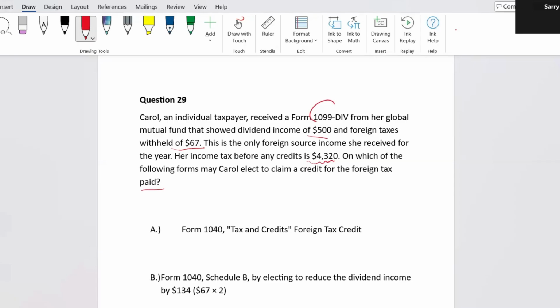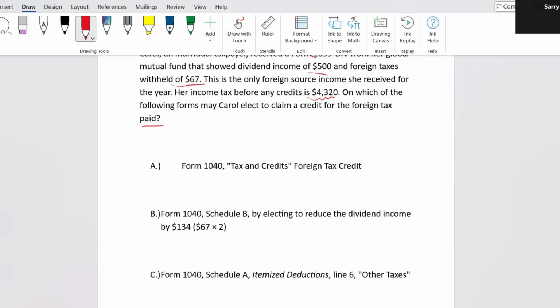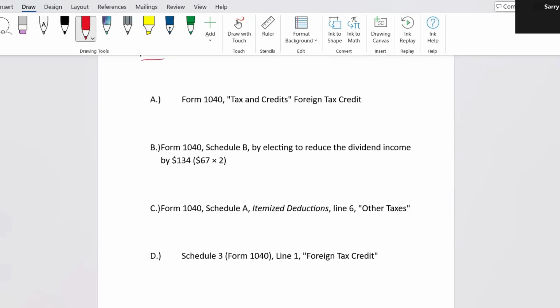So let's see the options. 1040 tax and credits, foreign credits. Let's see what else is there. Form 1040 Schedule B. No, not here. Not on Schedule B. Form 1040 Schedule A, itemized deductions. It wouldn't be there either. It wouldn't be on itemized deductions. Typically, that's state and local taxes. We talked about SALT and local taxes here. That would be in the itemized deduction section. And then the right answer is Schedule 3.